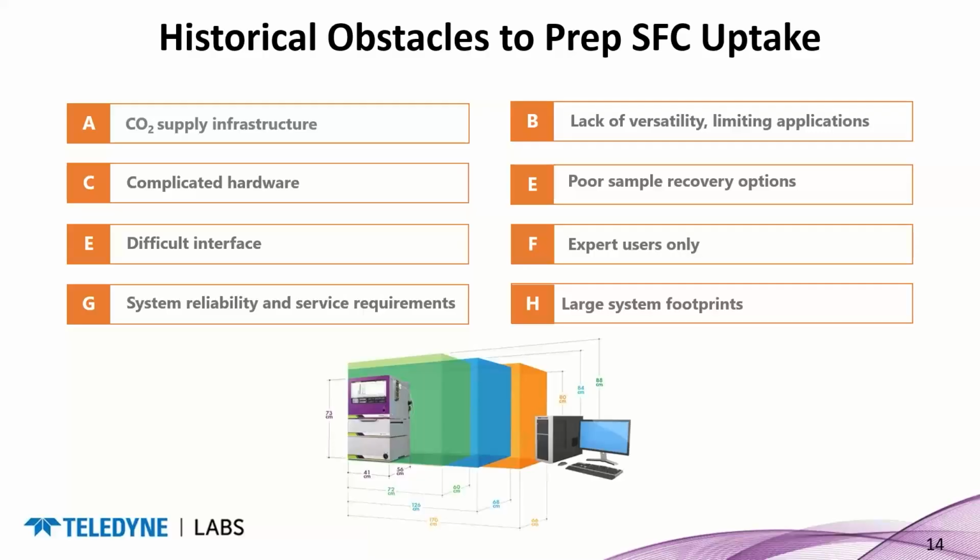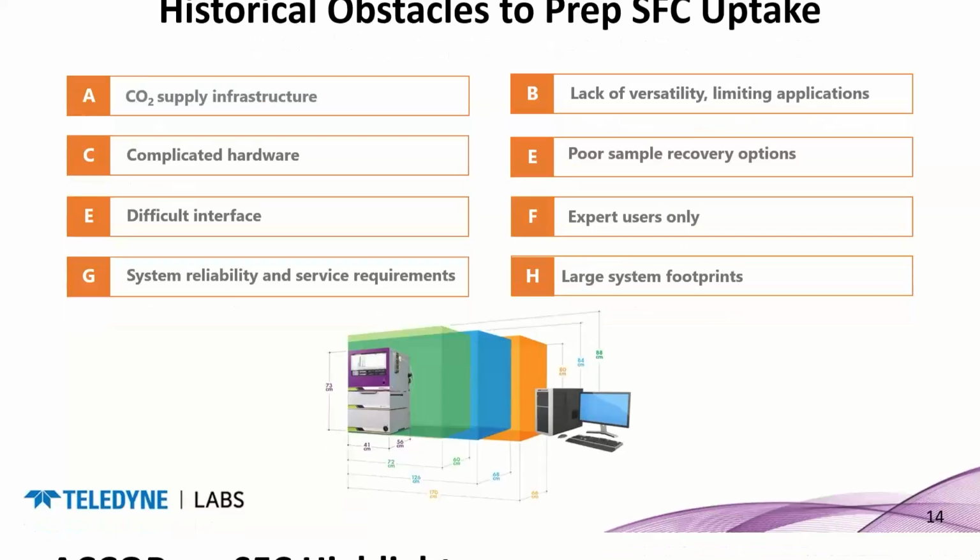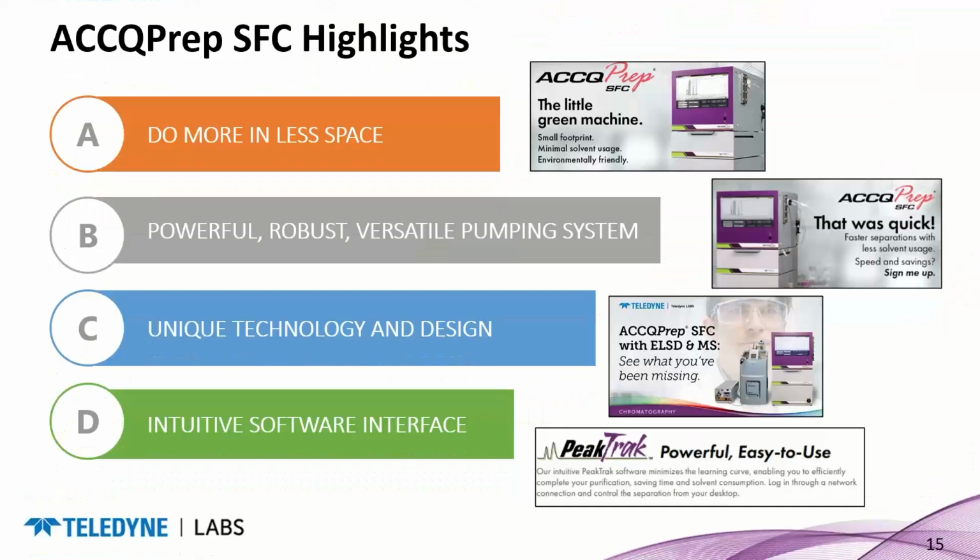Now I would say with our system, with just a little bit of training, a chemist who's not familiar with the technique can learn it within a few hours and be off to the races doing prep chromatography with it. System reliability is much better now, and I already mentioned footprint. You can see the footprints have been shrinking over the years, especially with our current system. So yes, we can do more in less space with our system.